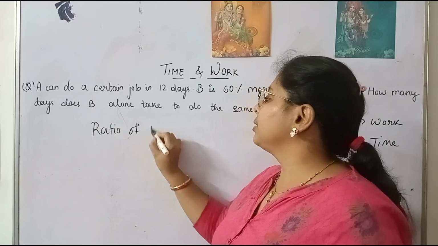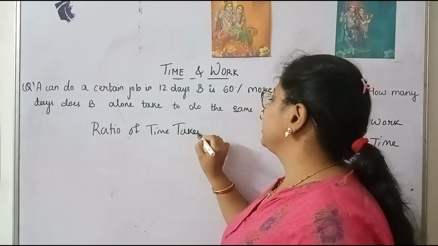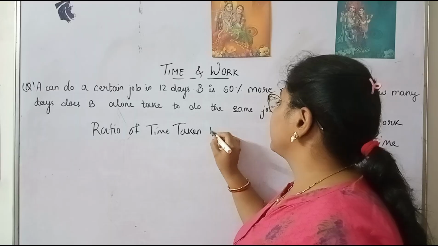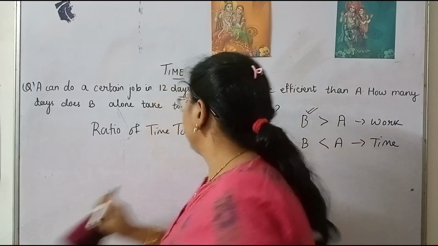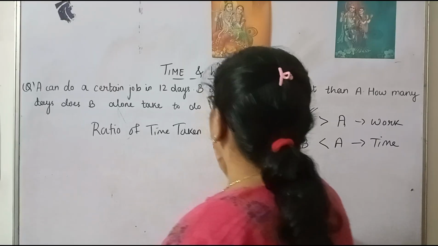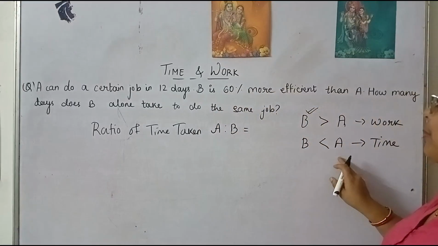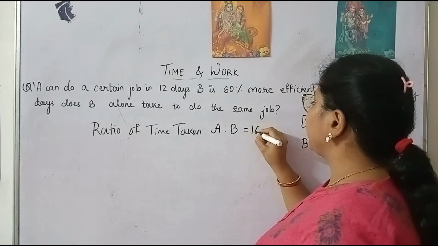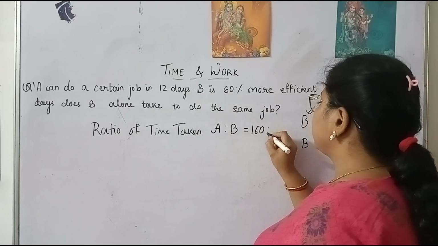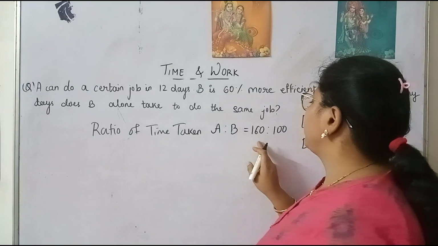Ratio of time taken, A is to B. So A will take more time. If B is 60% more efficient, we will write 160 is to 100. B is 60% more efficient.